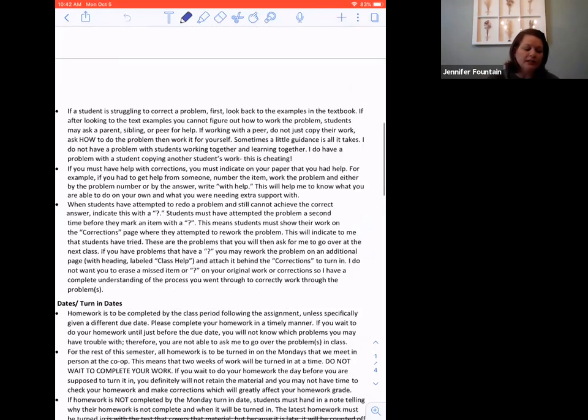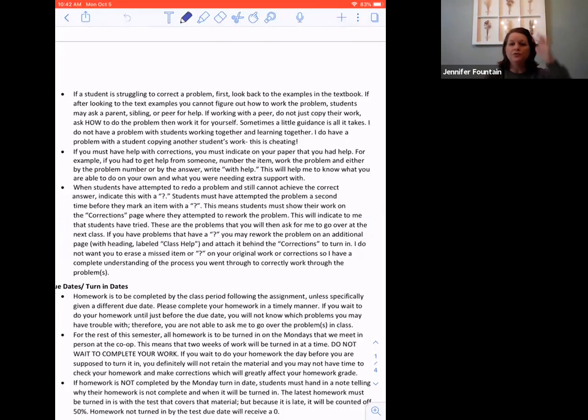If a student is struggling to correct a problem, so here you've done your homework, you've checked it, you've marked how many you've missed, then you sit down to do corrections, and you write the problem out again, and you start working it and go, I still can't get it. I know this is what the answer should be, but I can't get it. Okay, so if you're struggling, look back at the text examples. Look back first. If you need to ask for help, that's okay. Ask a parent, a sibling, talk to a friend.